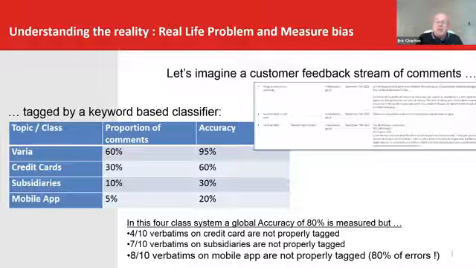So if you have a vendor presenting you the system, he will tell you, oh, my system is 80% accurate. But in fact, when you look at mobile application comments, 8 out of 10 verbatims are not properly classified, meaning 80% error. And with most vendors, when you get a presentation of a product, they give you the accuracy globally, but they never go deeper into the classes, and that's where the problem lies.